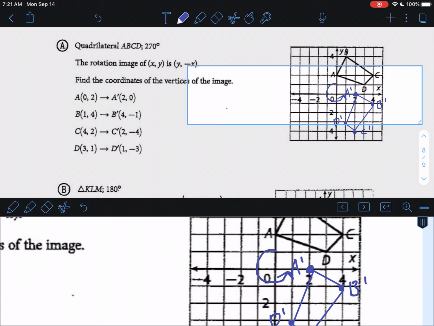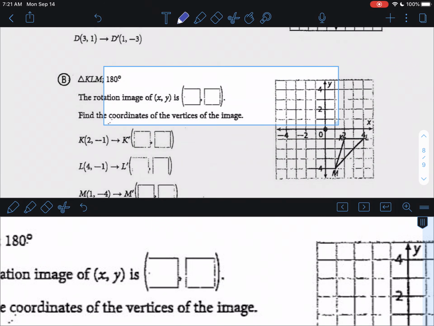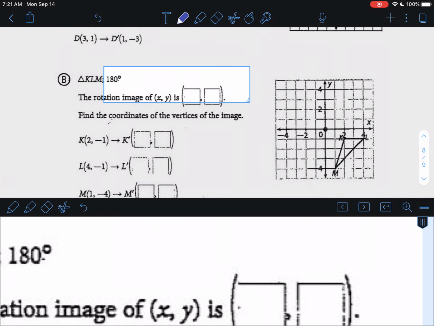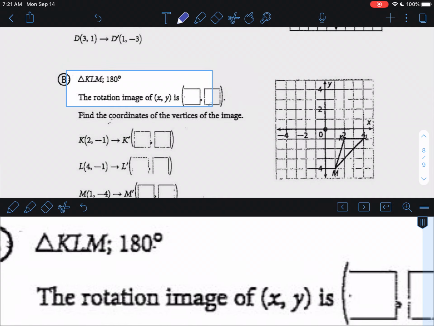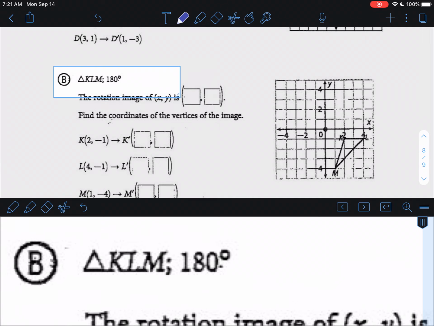Okay, on to the next one. So this one, we actually have to fill it in. They have this triangle KLM, and they specify 180 degrees. They don't specify the direction, so we're going counterclockwise. And either way, with 180, it doesn't matter which way we're going, because it's going to end up at the same place either way.